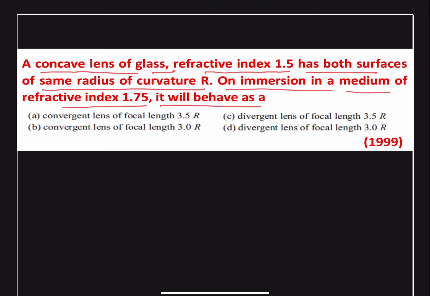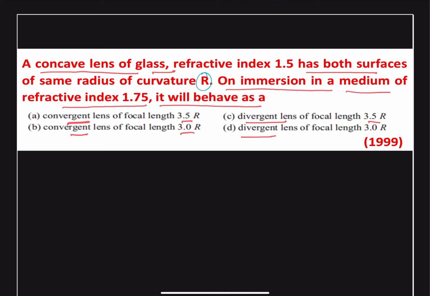So we have to find out whether it will be a convergent lens of a respective focal length, or a divergent lens with the same focal length as for the convergent. We have to find out whether it is convergent, as well as what its focal length is in terms of the radius of curvature r.